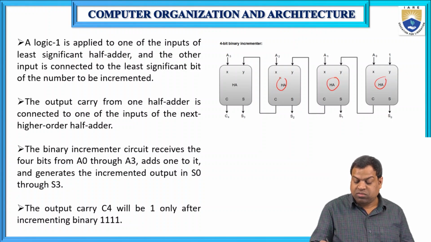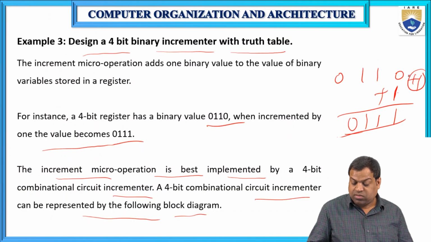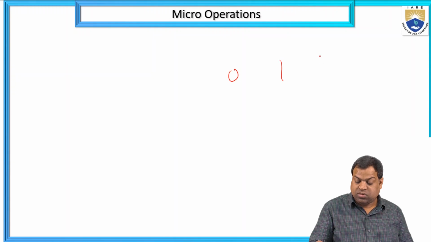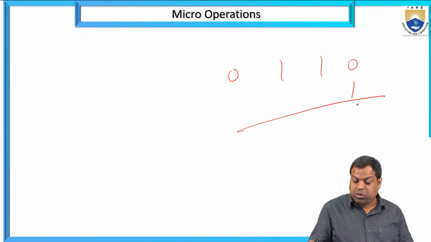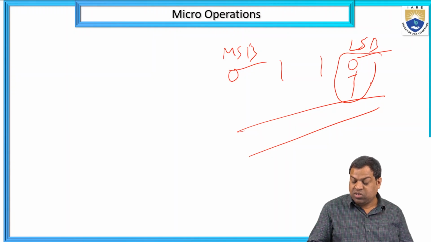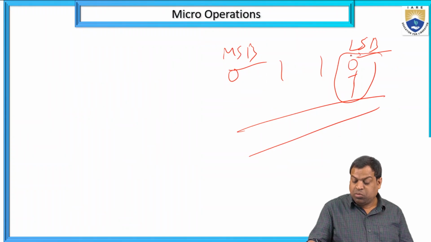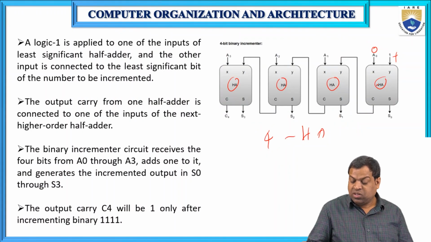Half adder I am taking. So I am incrementing the first LSB. It is the MSB. This LSB, the rightmost one, I am adding plus 1 here. The input is equal to 0, and I am adding plus 1. So 0 plus 1.